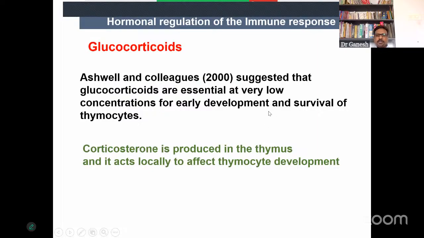Ashwell and colleagues in 2000 suggested that glucocorticoids are essential at very low concentrations for the early development and survival of the thymocytes. So we cannot altogether say that glucocorticoids are detrimental to the immune system. They are also required at low concentration for the development and survival of the thymocytes. Even for that matter, corticosterone is produced in little quantities within the thymus gland, other than the adrenal gland, where it is known to play a role in the maturation of the lymphocytes.